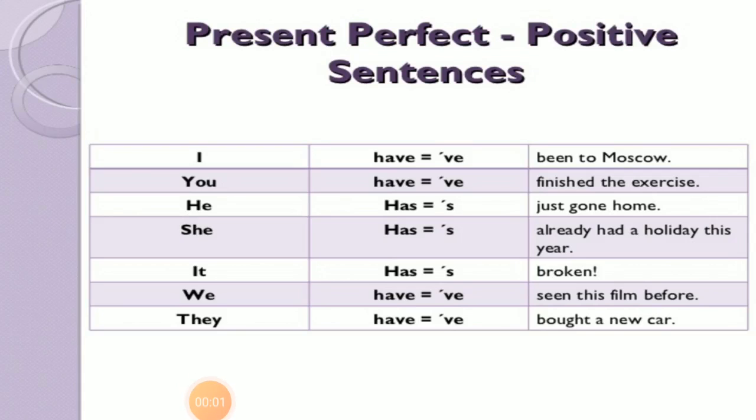Now, let's see the rules of present perfect positive sentences. With I, you have to use have: I have, you have, he has, she has, it has, we have, they have. So, in short, with plural subjects you have to use have, and with singular subjects you have to use has. So the rule is has/have plus V3 form.